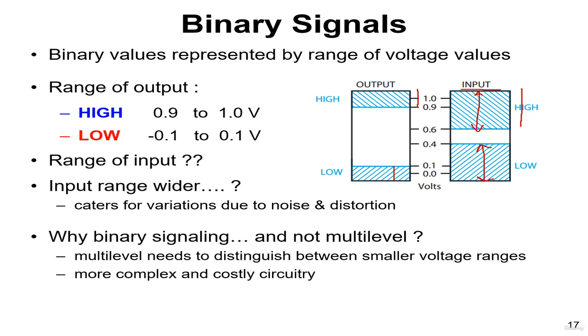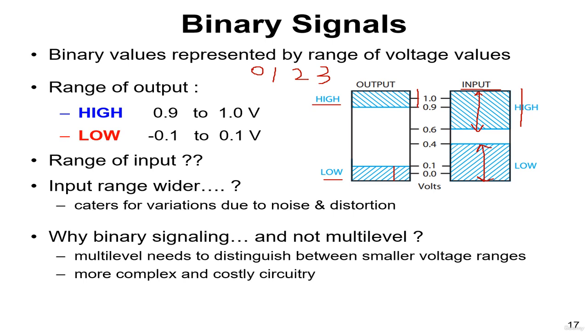Somebody might ask a question: why are we restricting ourselves to binary signaling? We are only defining a high and a low. We can also define multiple signals, like there can be a 0, a 1, a 2, and a 3. These are called multi-level signaling. So if we are going for multi-level signaling, then this entire voltage range needs to be divided into multiple ranges instead of just limiting to only high and low.